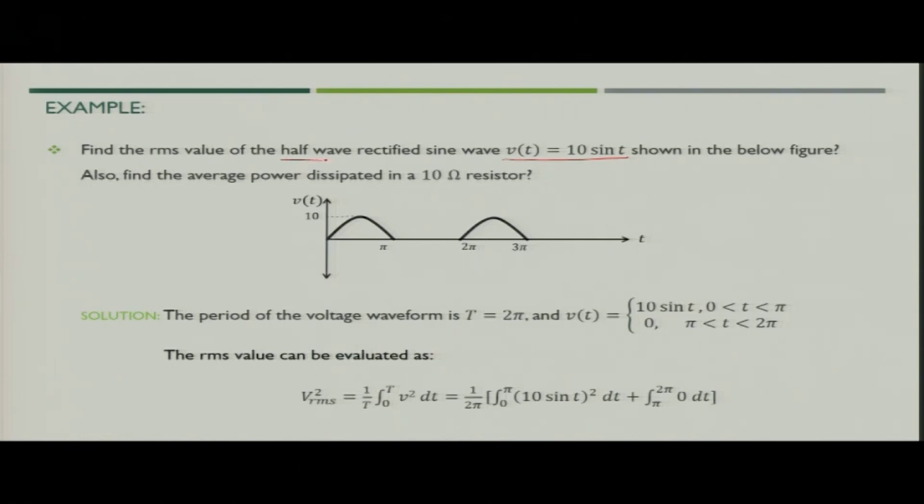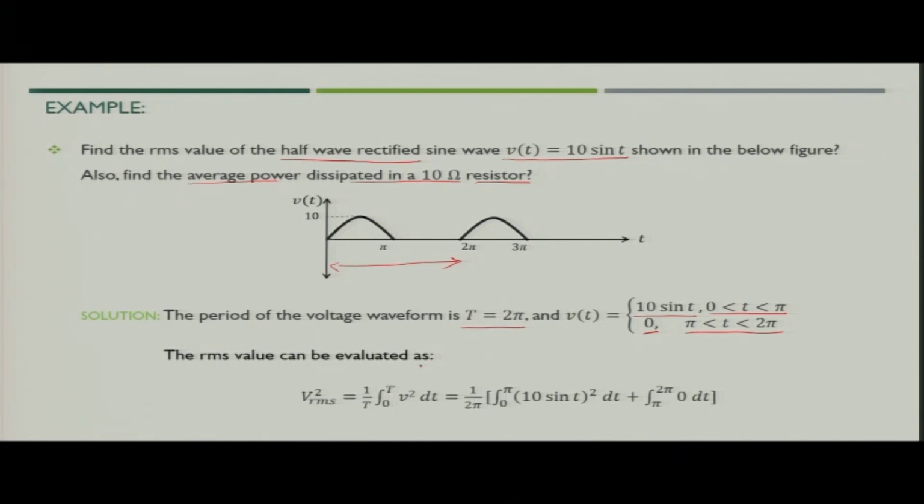It is half wave rectified, meaning the negative values are not there, and we want to find the average power dissipated in a 10 ohm resistor. If you see this figure, you will come to know that the time period of this waveform is 2 pi, and the voltage is defined as 10 sin t for 0 to pi, and it is 0 between pi to 2 pi.